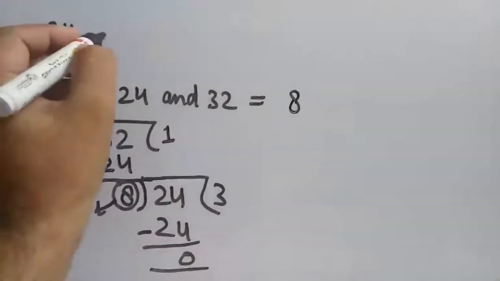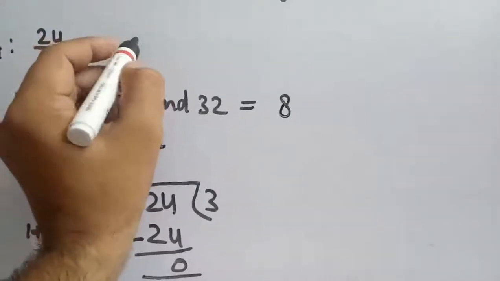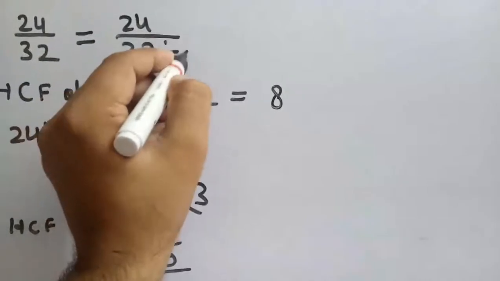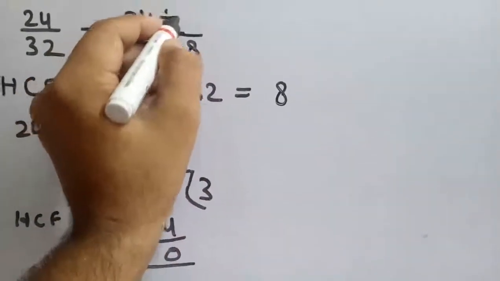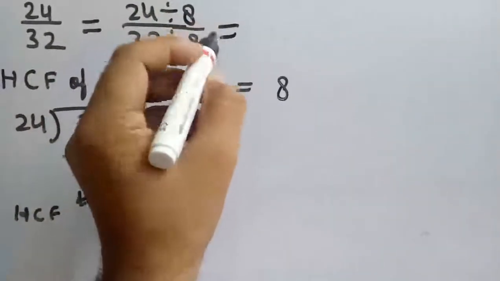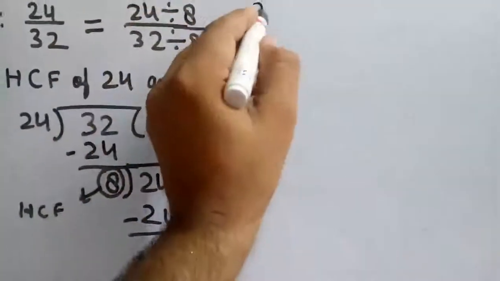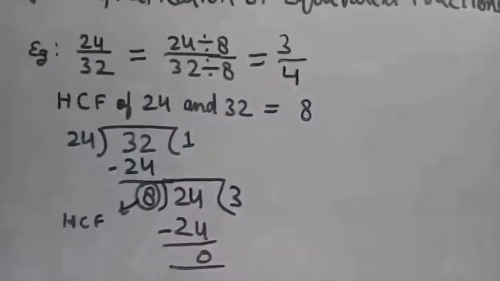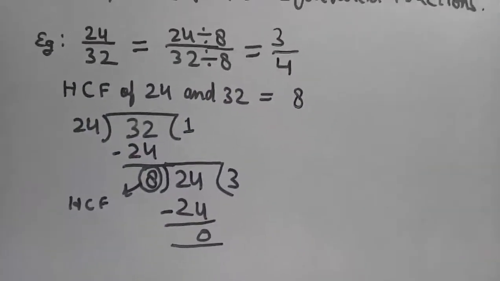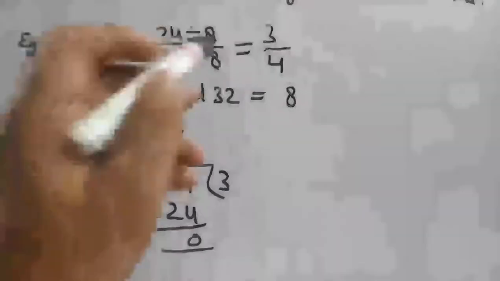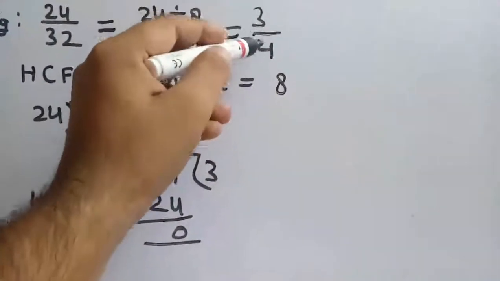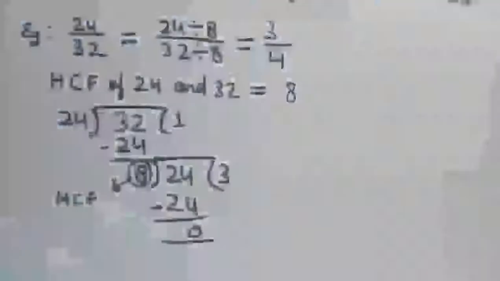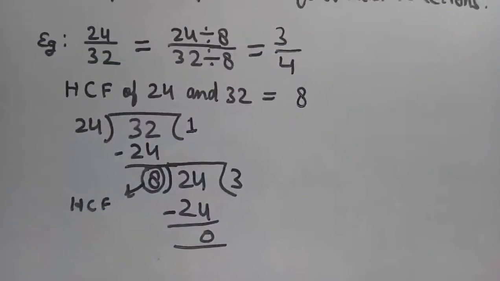Now by this HCF we will divide 24 and 32 both. The remaining answers, 8 3s are 24 and 8 4s are 32, will be the simplest form of 24 and 32. So the fraction 3 upon 4 is the simplification of 24 upon 32.